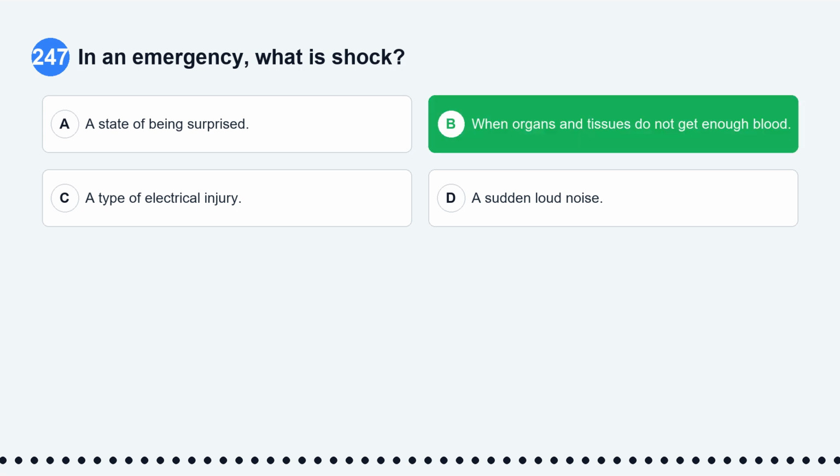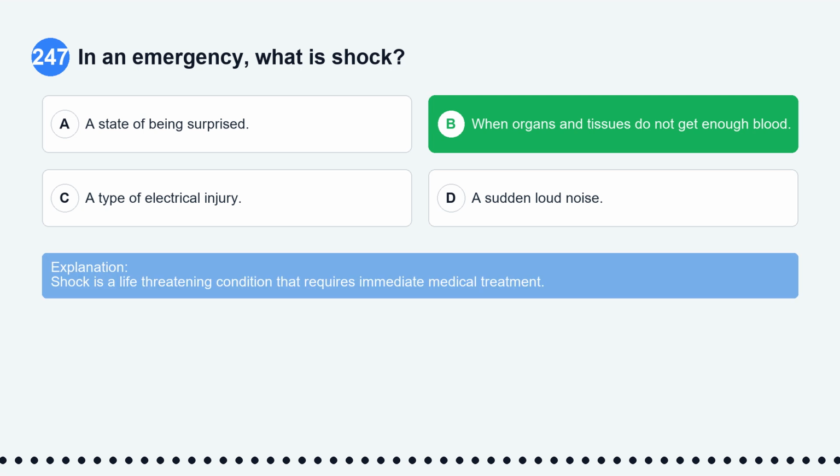The correct answer is option B. When organs and tissues do not get enough blood. Shock is a life-threatening condition that requires immediate medical treatment.